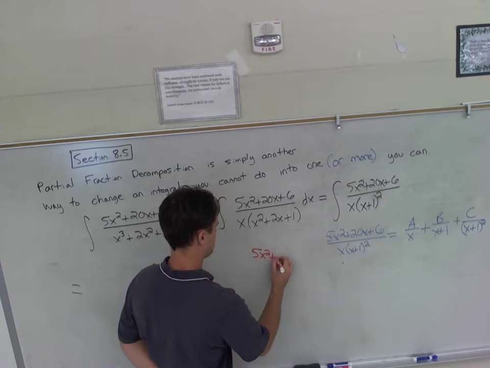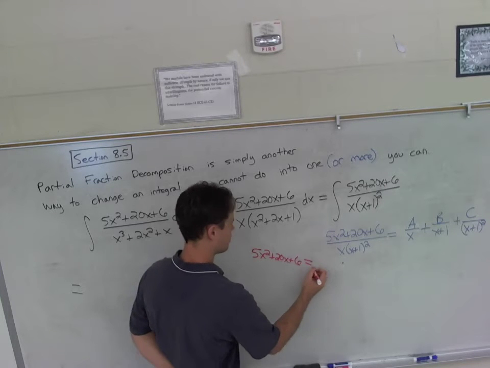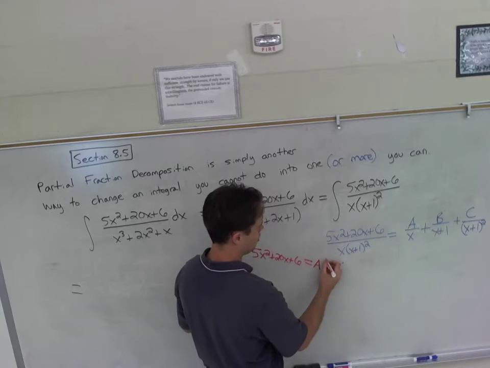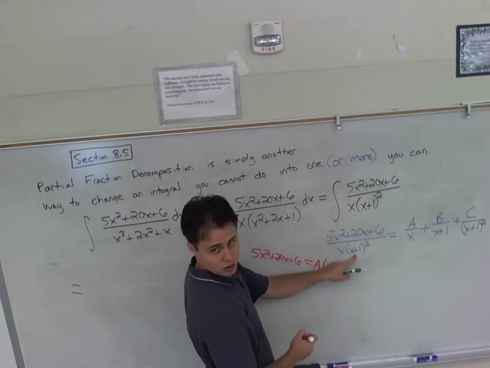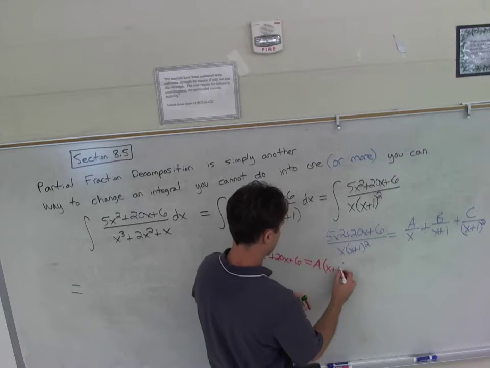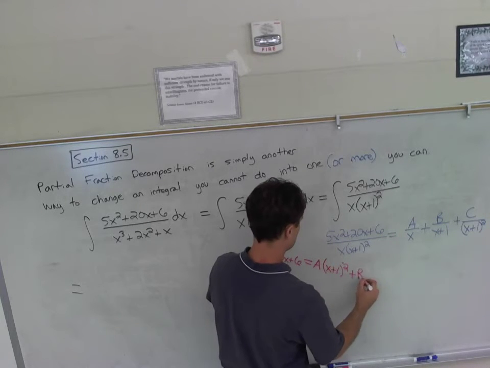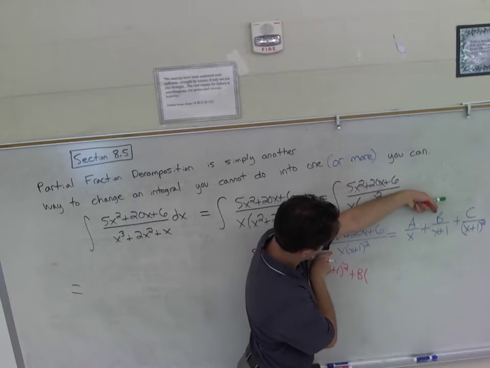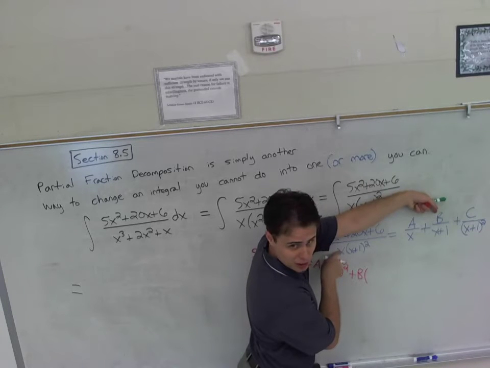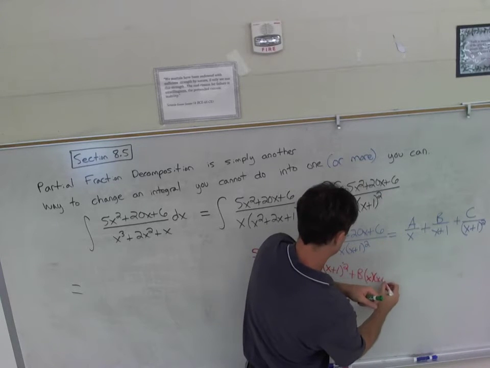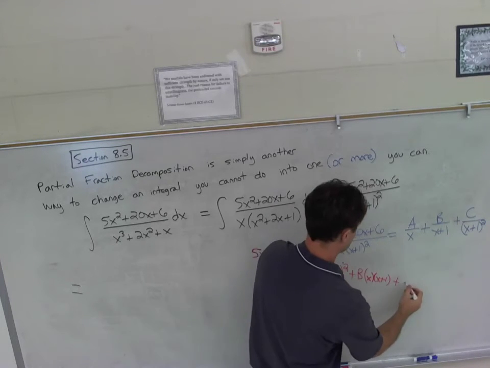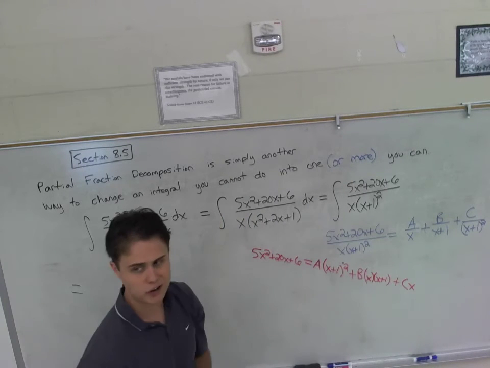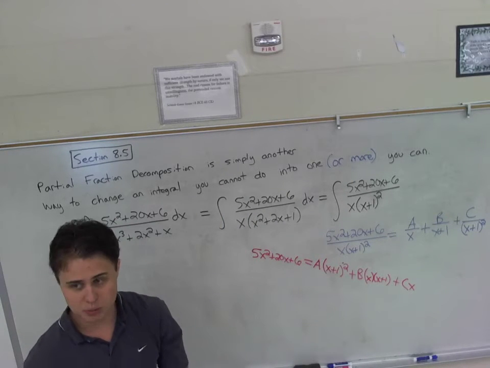5x squared plus 20x plus 6 on the left. And what's left here when we hit that with it? A and x plus 1 squared, Austin says. Good. Plus B, and what's left here when you hit that with this? The x is going to be left. And 1 x plus 1. Good. Yep. And then this one, all of that part's going to be gone, but we'll have an x left. So there's the equation we have to solve. We need A, B, and C.